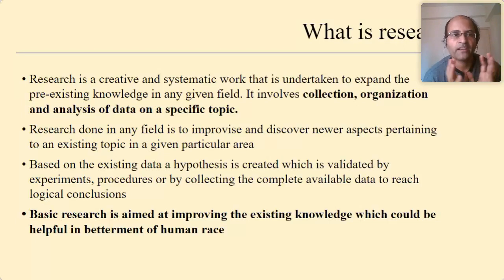Now, first you have the existing data which is available. Based on the existing data that is available, we create experiments. We first frame the hypothesis, then we create experiments, we formulate procedures that need to be done, and collect the complete available data based on the experiments and procedures, and we reach logical conclusions. So basic research is aimed at improving the existing knowledge which could help in betterment of human race. And ultimately, at any given time, it is important that we are doing research for this main purpose, that we can progress further and help everyone out by getting better methods of doing the whole process.